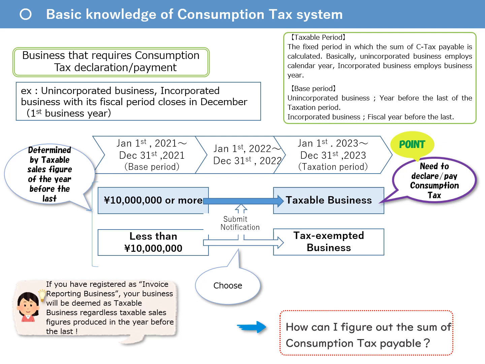If your business's annual taxable sales during the base period exceeds 10 million yen, your business will be categorized as taxable business for that year. In case your business's year before the last's taxable sales did not reach 10 million yen, the business will be categorized as tax-exempted business. However, you can choose to be registered as taxable business upon the registration for it. Like this, taxable sales figure during the base period determines which category your business is in.